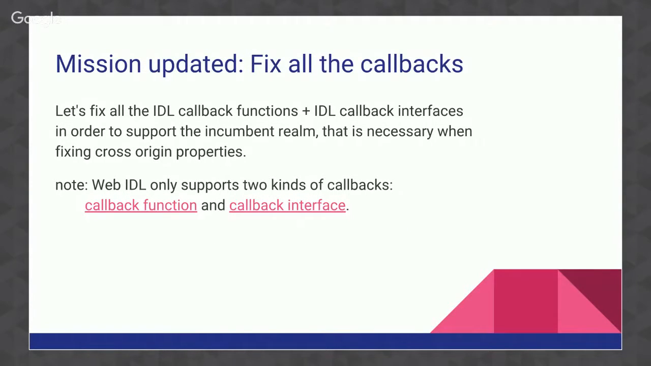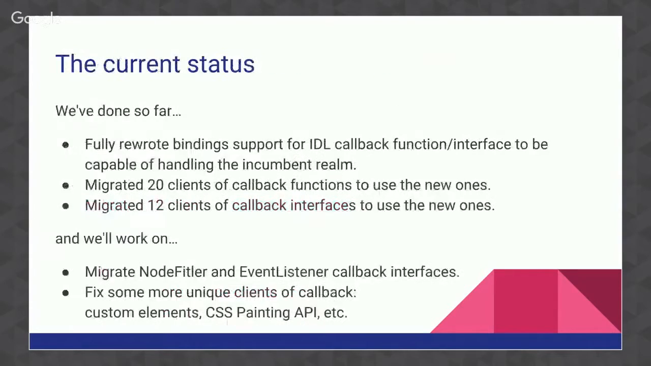And now the mission is updated. We'd like to support cross-origin properties, but we need to first support the incumbent realm. However, in order to support the incumbent realm, we have to support all the callbacks correctly, with the incumbent realm recorded. So this is our new mission. We need to support all the callbacks and their use cases correctly.